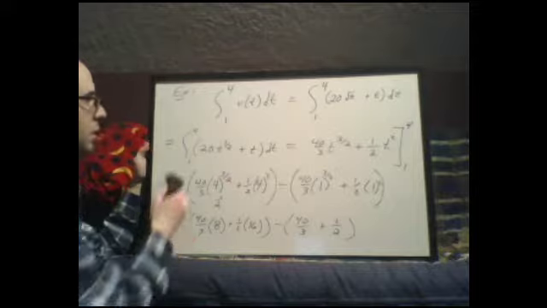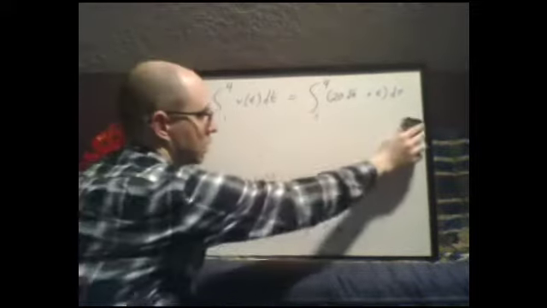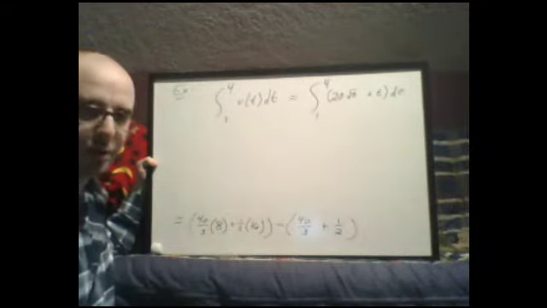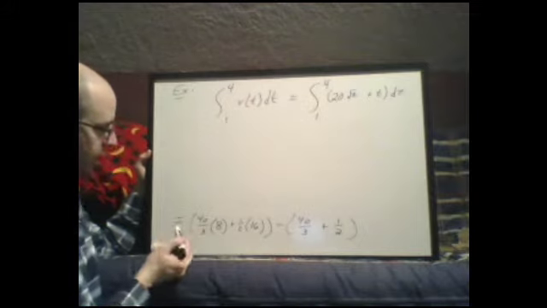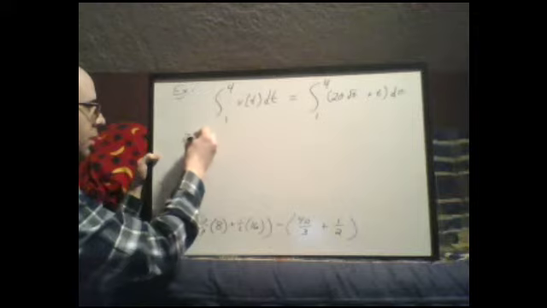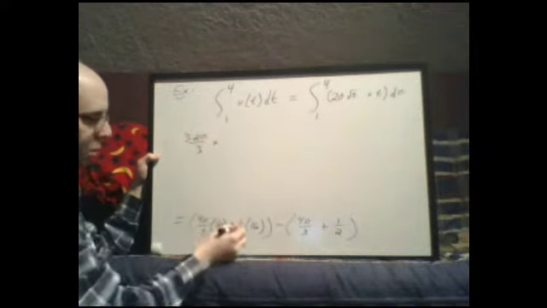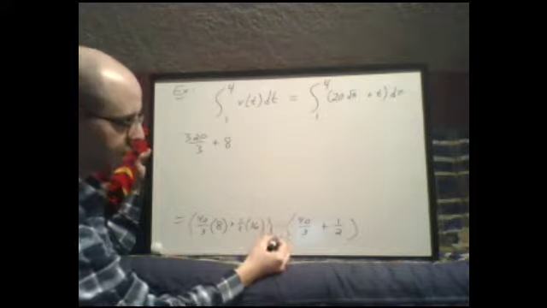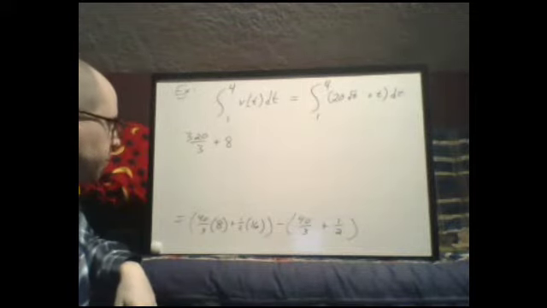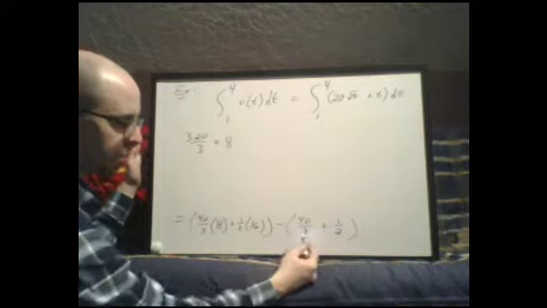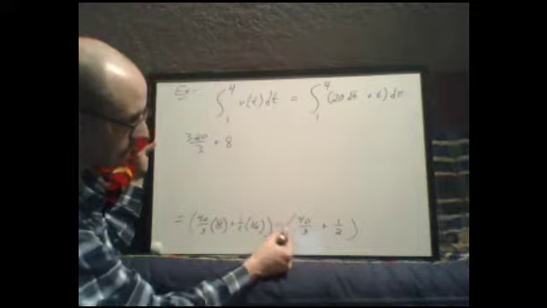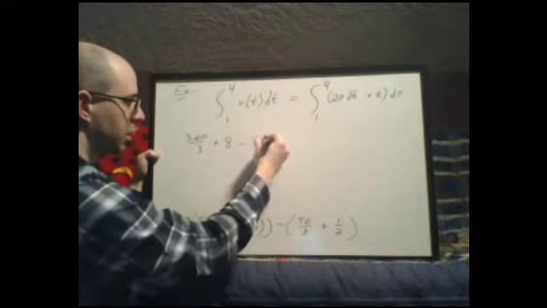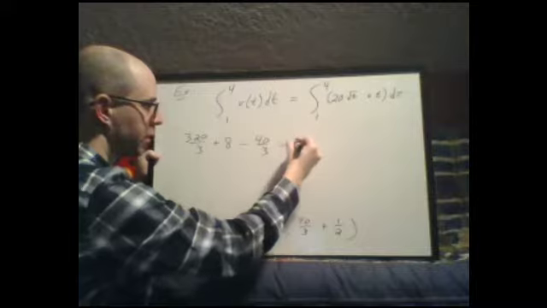So let me erase these steps at least. Okay, so that's going to be 40 times 8 is 320 over 3. 1/2 times 16 is 8. How do we want to do this? Let's distribute, rather than simplify this, because we'll have to do fractions at some point, but let's distribute the minus sign. So minus 40 over 3 and minus 1/2.